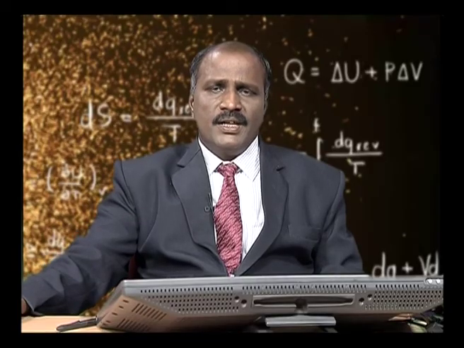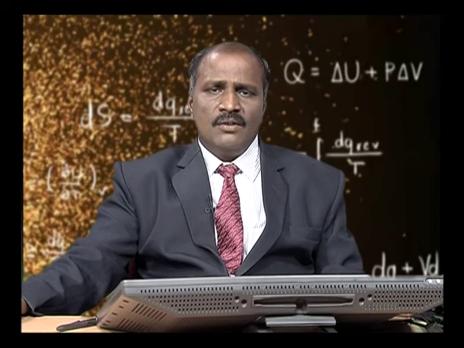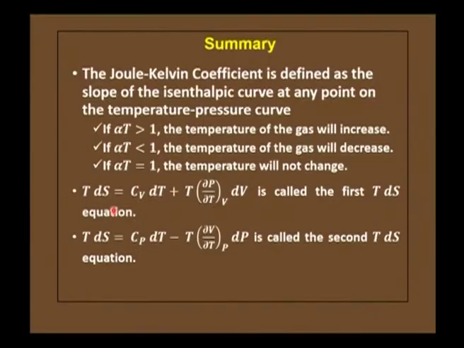Let us now summarize what we have so far learnt in this lecture. The Joule Kelvin coefficient is defined as the slope of the isenthalpic curve at any point on the temperature pressure curve. If alpha T is less than 1, the temperature of the gas will decrease, and if alpha T is equal to 1, the temperature will not change. And we derived two TdS equations, that is the first TdS equation and second TdS equation.